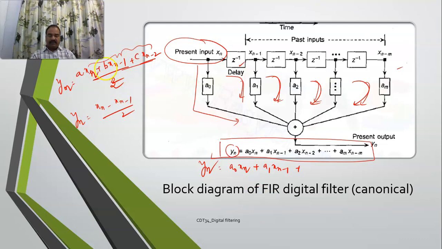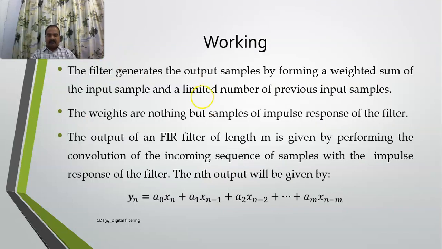The coefficient values will be changing here. What I have represented here, A0, A1, A2, like that, up to however many samples you want to take. The filter generates output samples by forming a weighted sum of the input sample and a limited number of previous input samples. The simplest one, you can just take A1 and A0 as 1 and take an average, 0.5 and 0.5. That's the simplest thing. The weights are nothing but samples of the impulse response of the filter.